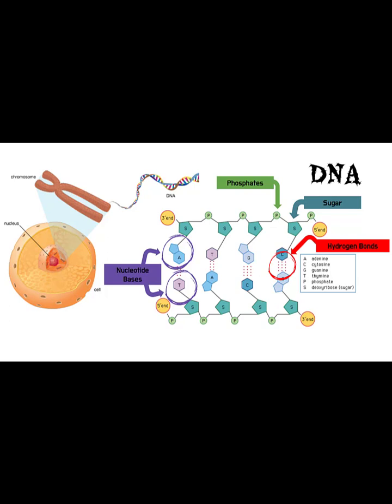DNA is made up of two strands, each one built off of a backbone of alternating phosphates and sugar. Connecting those two backbones, like rungs of a ladder, are nucleotide bases. Those are the A's, T's, C's, and G's. And connecting those bases are hydrogen bonds.